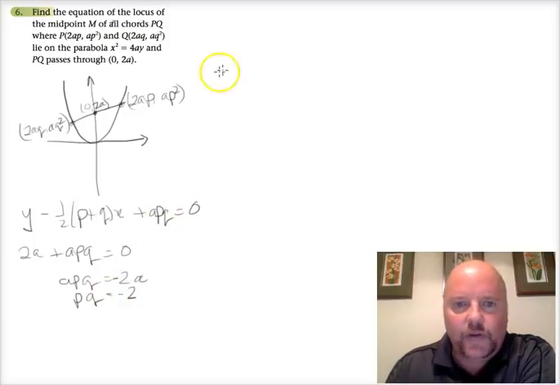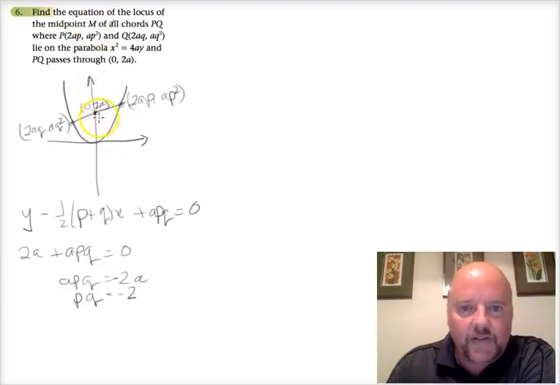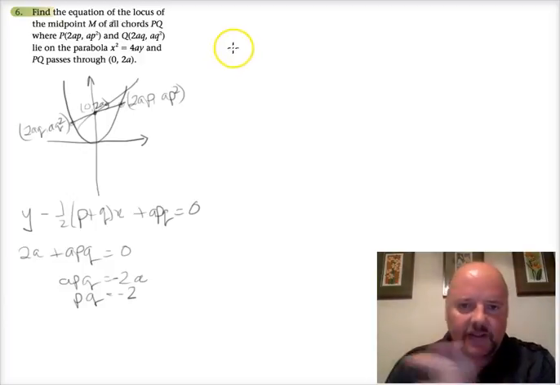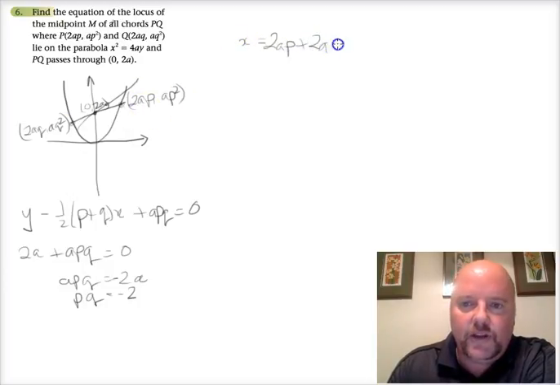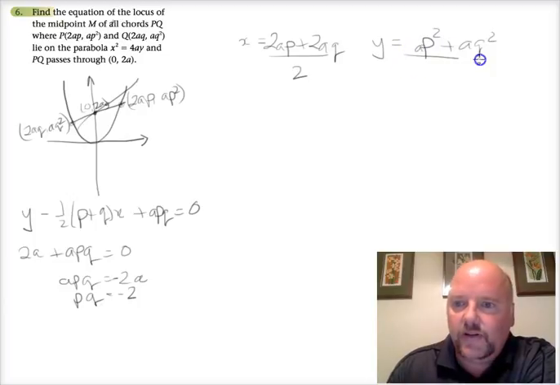Okay, so let's now get some expressions for the midpoint M. Now I don't know where M is, it could be over here, it could be here, it depends on the line, but you know how to find the midpoint. It's the average of the x's and the average of the y's, so I'm going to write it like this. x equals the average of the x's, 2AP plus 2AQ on 2, and y is the average of the y's, AP squared plus AQ squared on 2.